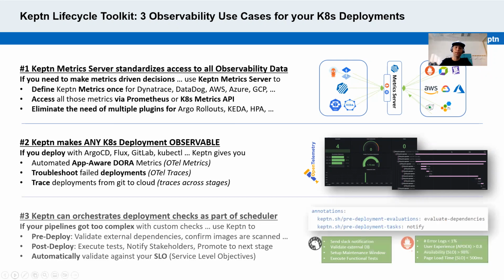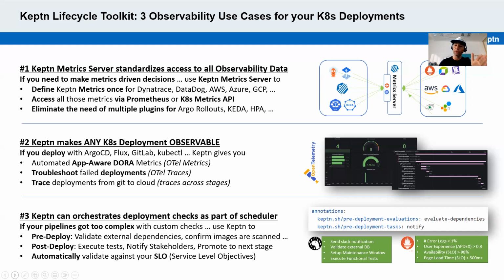Second use case. The third use case: Keptn can also orchestrate deployment checks as part of your job scheduler, pre and post deployment. What does this mean? As we are already sitting in the pod scheduler and we can trace start to end, and we are also application aware, we can actually extend the tasks that the pod scheduler does before and after with what we call tasks and evaluations. That means we allow you to write some JavaScript code that we run in a Deno runtime pre and post deployment. To give you some examples, you could validate external dependencies. You can confirm that your images that are getting deployed are actually scanned. Post deployment, you may want to execute some tests, notify people on Slack, promote it to the next stage. So this is all possible through just writing some custom TypeScript that we run in the Deno runtime for you.